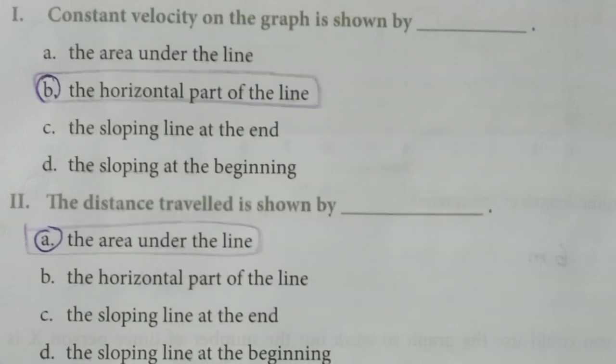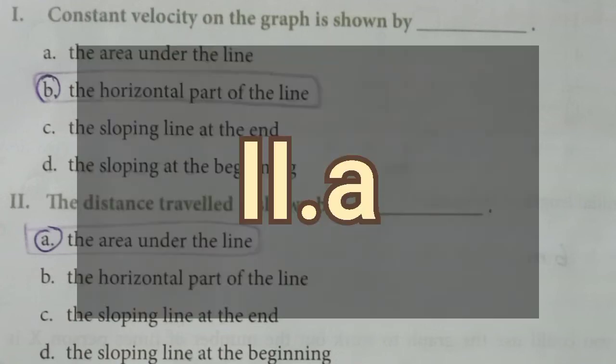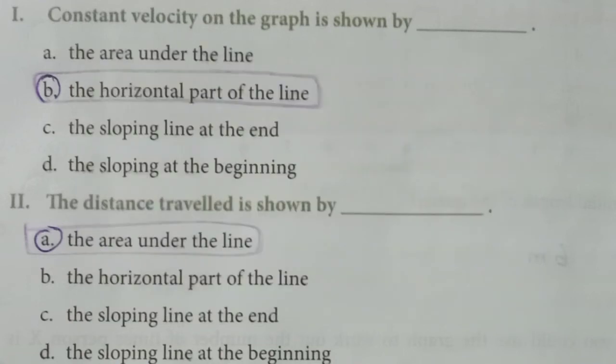2. The distance travelled is shown by dash. A. The area under the line. B. The horizontal part of the line. C. The sloping line at the end. D. The sloping line at the beginning. Answer is option A. The area under the line.